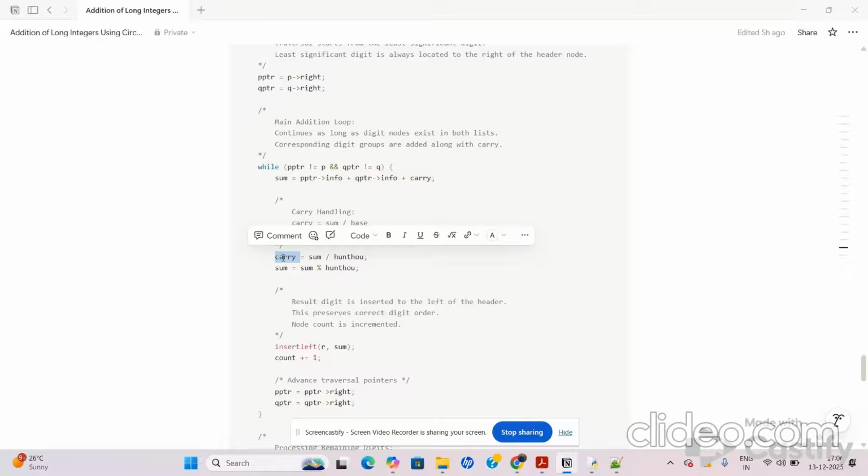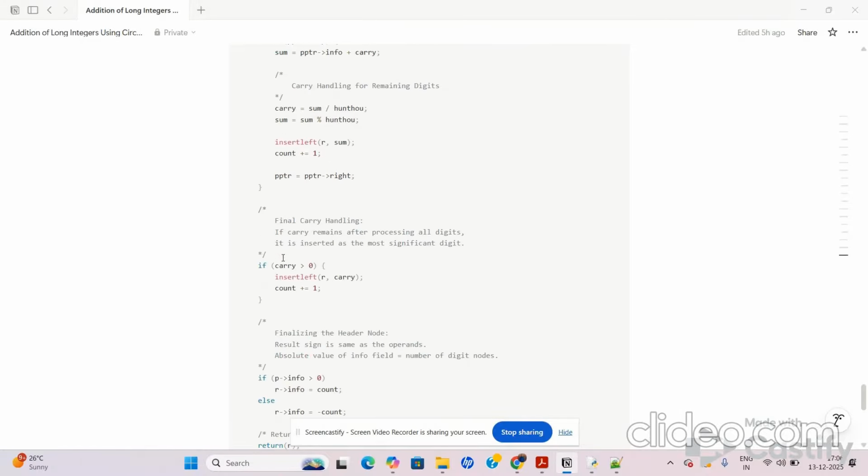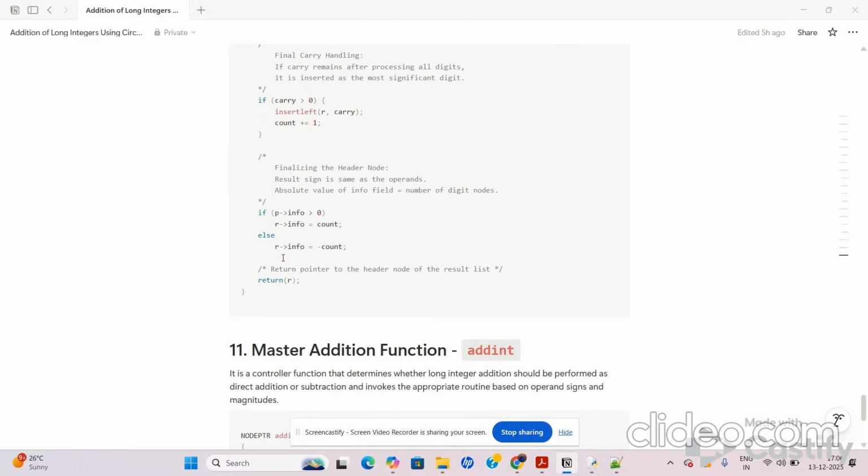Okay, so just to recall, carry is like sum divided by the base, that is 100,000, and the sum that is going to get stored in the result is sum mod 100,000. Okay, and even though if you see, all of the operations remain same.